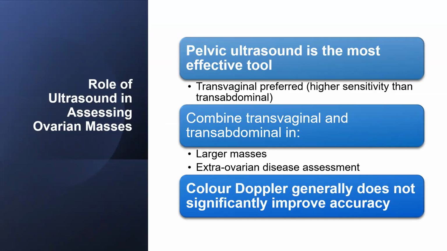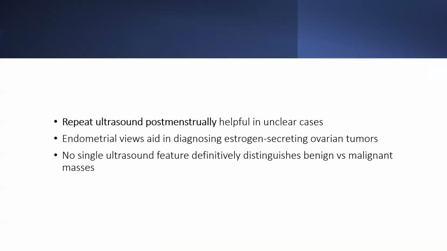What is the role of ultrasound in assessing ovarian masses? The most effective tool is the pelvic scan, and TVS is preferred because of its higher sensitivity. However, if the masses are large or extra-ovarian disease is suspected, then a combined transvaginal and transabdominal approach is offered. And color Doppler generally doesn't significantly improve accuracy of assessment of these masses.